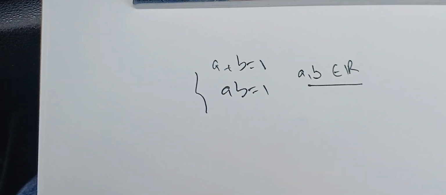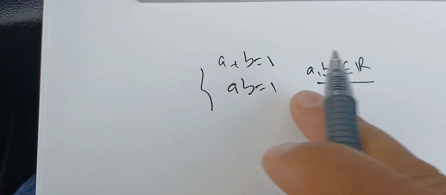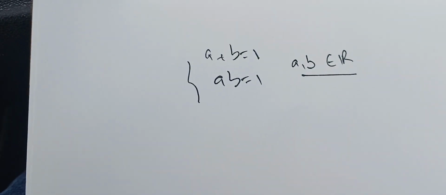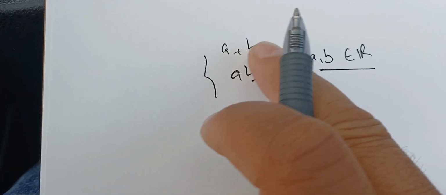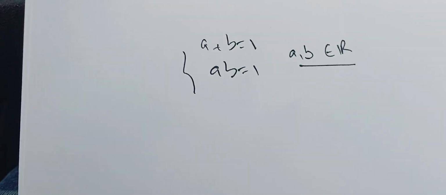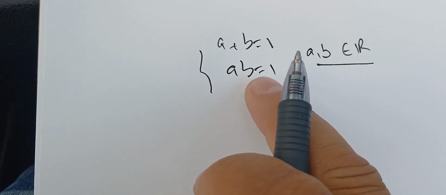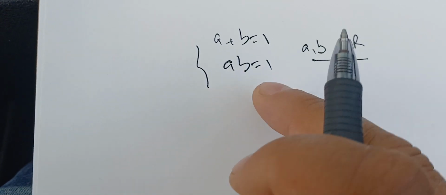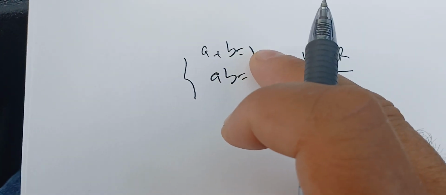Another question that comes to our mind is, are there any integer solutions for a and b? From the first equation we get none, because if a plus b equals 1, that means one of them has to be 1 and the other has to be 0. But if you assume that a is 1 and you try to find b using the second equation, you get b is 1. But in the first equation, a plus b would be 1 plus 1, which is 2. It's not equal to 1.